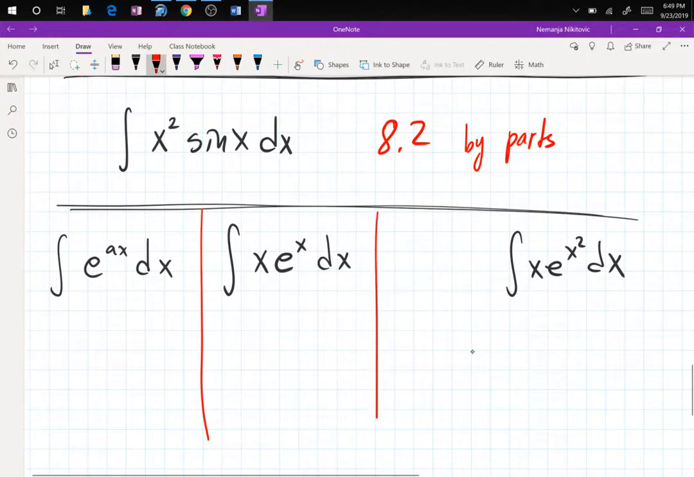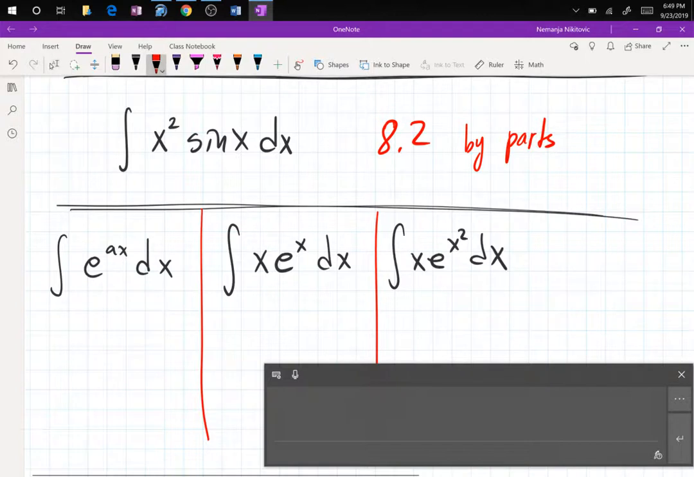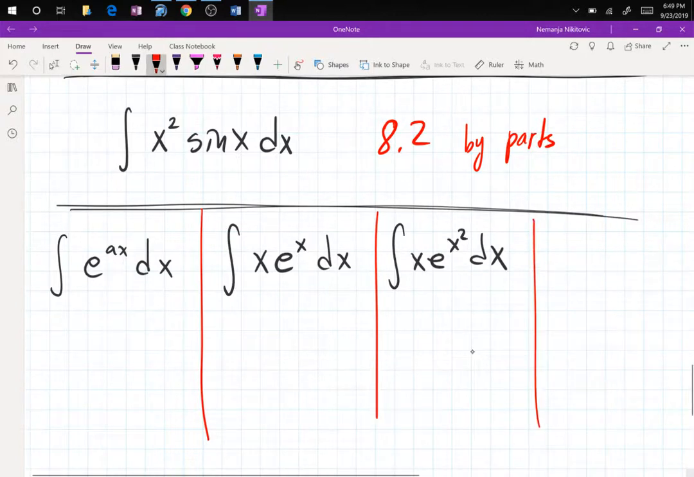Scissors and glue stick, I love it. There we go. e to the x squared dx. There we go. I wanted to squeeze this puppy in just in case, right there.